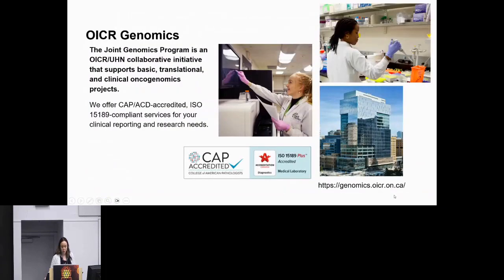So my group is part of the Joint Genomics program, which is a collaborative effort between OICR and the University Health Network, which has the goal of supporting clinical cancer genomics projects. And we offer CAP-ACD accredited ISO compliant services. In this slide, you can see some of my coworkers in the lab doing library prep and sequencing. And at the bottom right, you can see the building where we're located at the Mars Center in downtown Toronto. And we are one of the labs that offers these 3 accreditations, which allows us to support clinical trials.